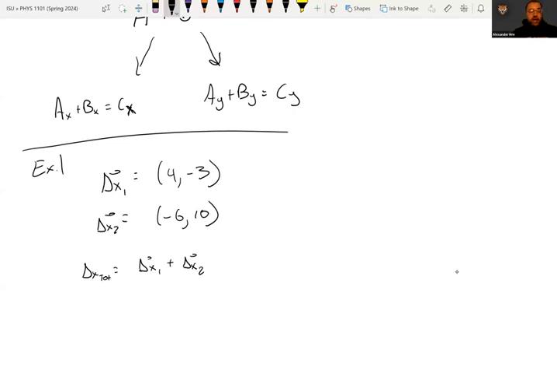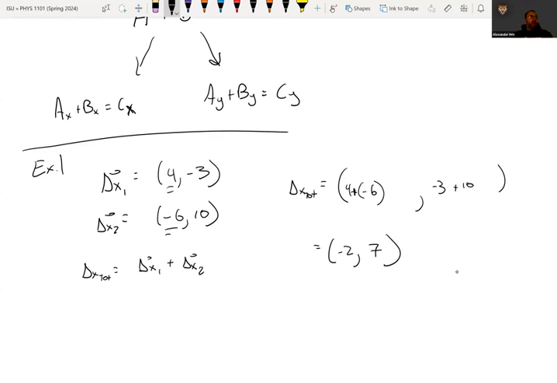All right. And the idea here is that for delta x total, all we really need to do is break this into two components. We're just going to add the first term, the 4 and the -6. So 4 plus -6 for the x component. And then we're going to do -3 plus 10 for the y component. And what we get when we break this into a vector is -2, 7. Okay? And that is what we get for that one.